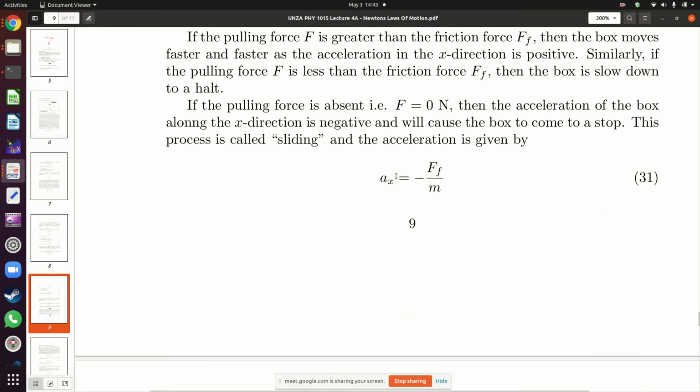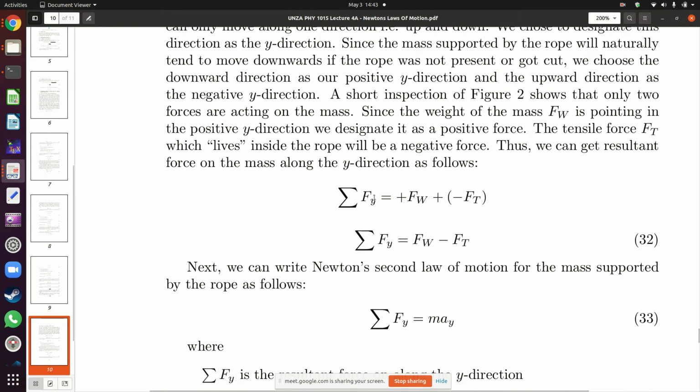The resultant force along the y direction is going to be equal to the weight of the box, Fw, plus the negative tension, which is pointing up. Fw, the weight of the box, is positive because we have chosen the direction in which the box will move to be positive. The tension is pointing in the opposite direction, so our tension is negative. So the resultant force is equal to the weight of the box minus the tensile force. So we have a resultant force along the y direction.